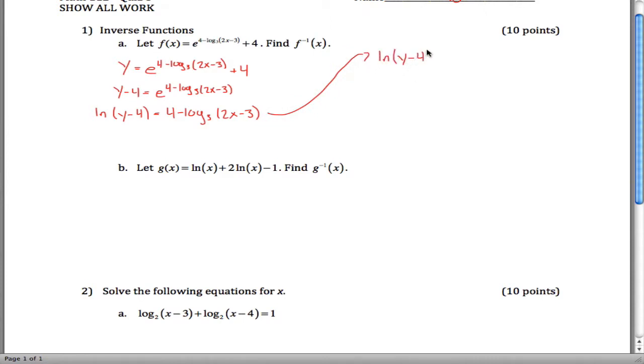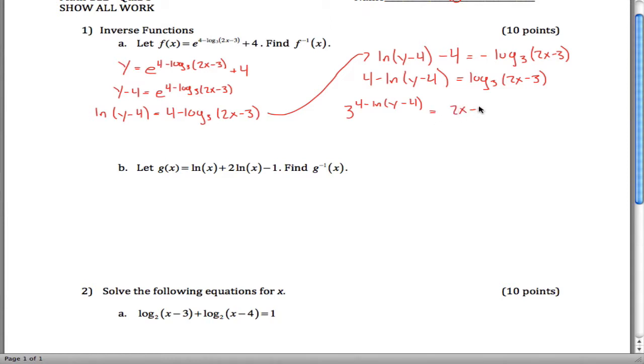And then if you subtract 4 from both sides, we'd be left with natural log of y minus 4 is equal to the negative of log base 3 of 2x minus 3. Move this negative over here by multiplying both sides by -1. You get 4 minus natural log of y minus 4 is equal to log base 3 of 2x minus 3. And then 3 to the power of both sides of the equation gives you 3 to the 4 minus natural log of y minus 4 is equal to 2x minus 3.